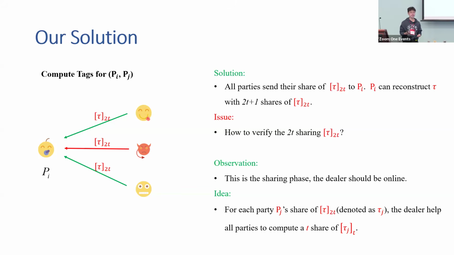Our observation here is that since this is a sharing phase, we may let the DIR do something to help PI do the check. The idea is that for each party PJ's share of tau, say tau j, we will let the DIR help all parties compute the T share of tau j. Since this is a T share, all parties can send this T share to the receiver PI, and PI can use error correction to recover tau j. And then PI can check whether tau j is equal to what he received from PJ.